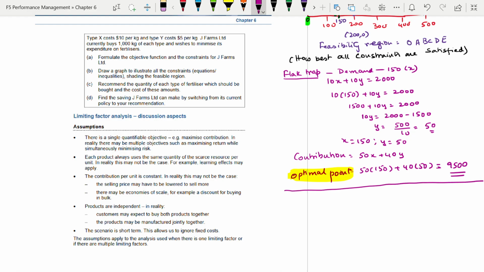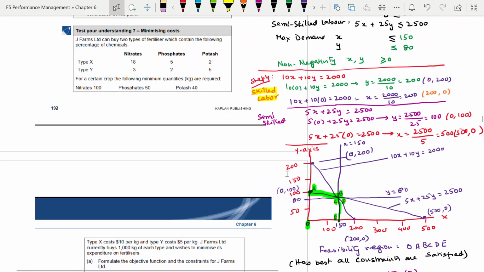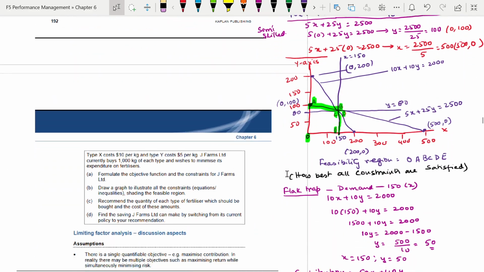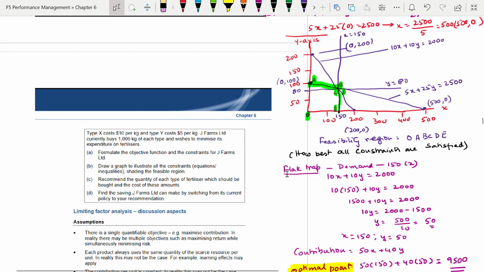Yes, doctor, but what's the link between the graph and the optimal point? Good question. What is the graph used for? We are using the graph for the feasibility region. Draw a graph to get the feasibility region.